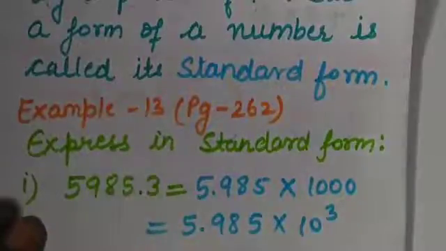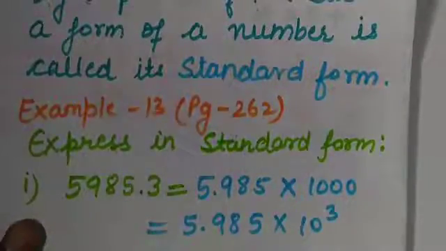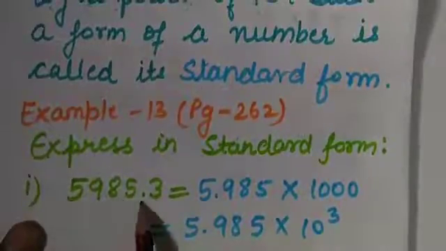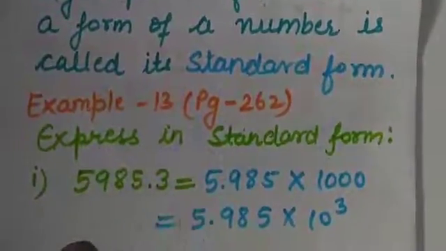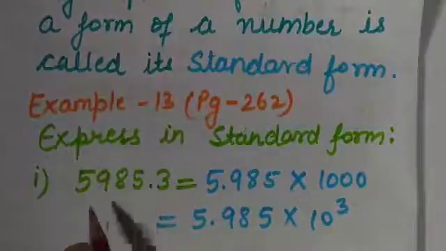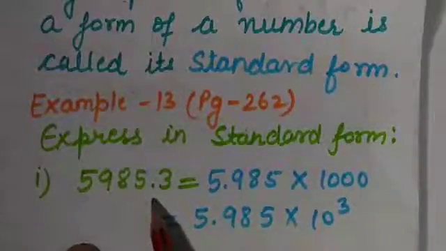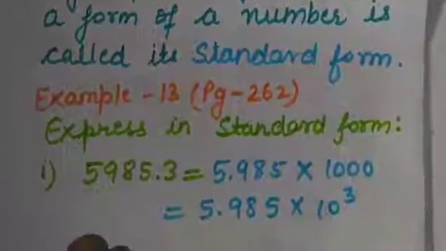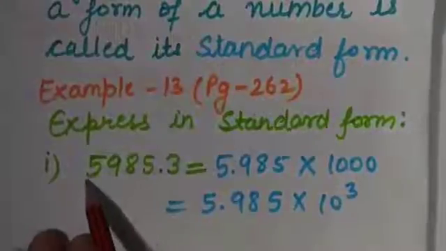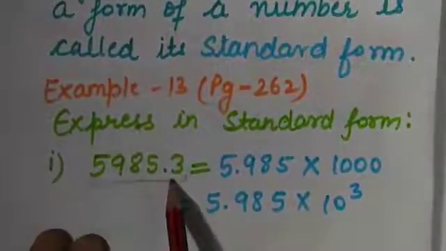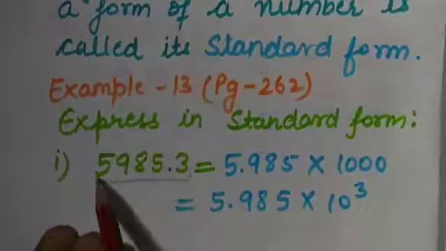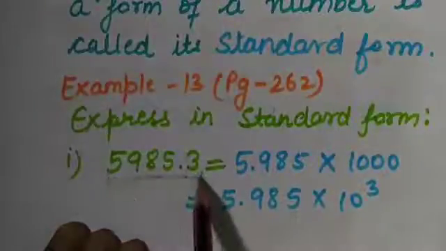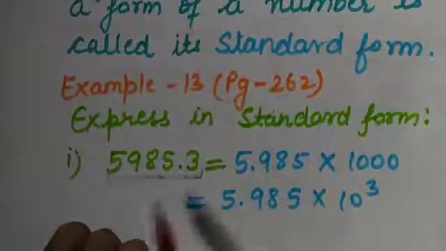Express in standard form. Okay, you have to express every number in standard form. This is 5985.3. How will you write this number in standard form? For that I have to express this number as a decimal number between 1 and 10 and multiplied by the power of 10. So how will you change this number into a decimal number between 1 to 10?